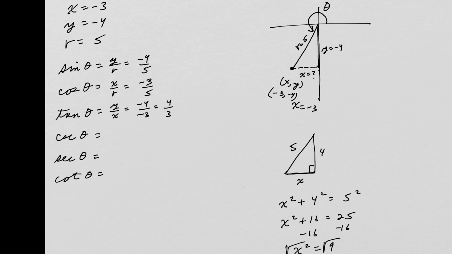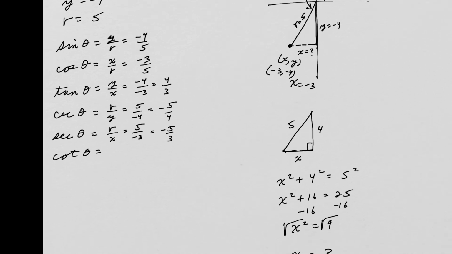Then cosecant is 1/sine. So this is the inverse of that. It's r over y. So this would be 5/-4, which you can write as -5/4. Then secant is 1/cosine. So this is going to be r over x. So this is 5/-3, if I can write it as -5/3. And then cotangent is 1/tangent, so this is x over y. So this is going to be -3/4, but then the negatives cancel, so this is just 3/4. And that's it. Those are our answers.